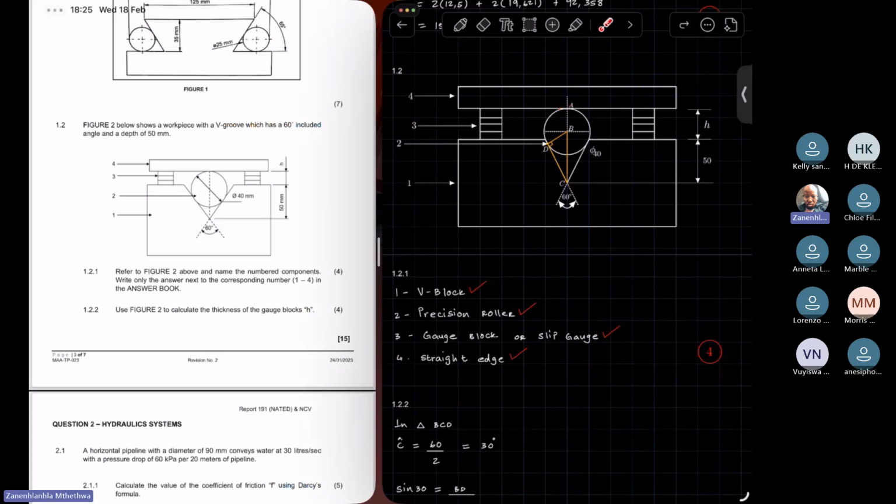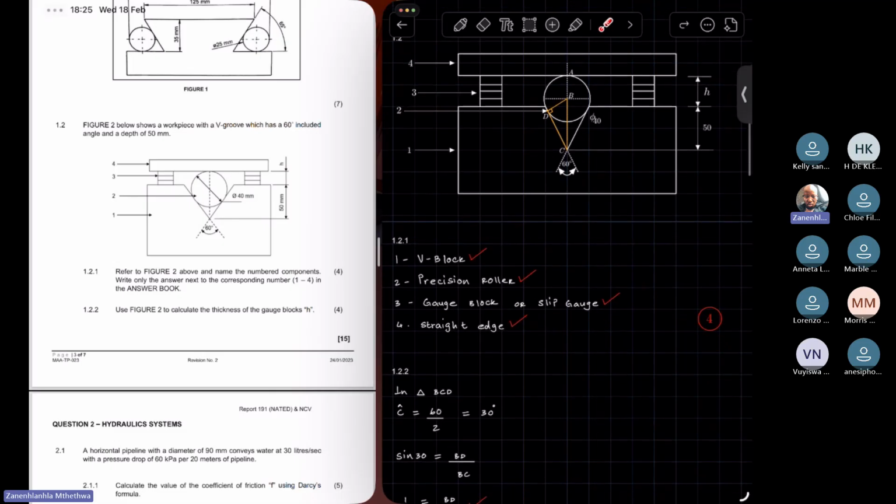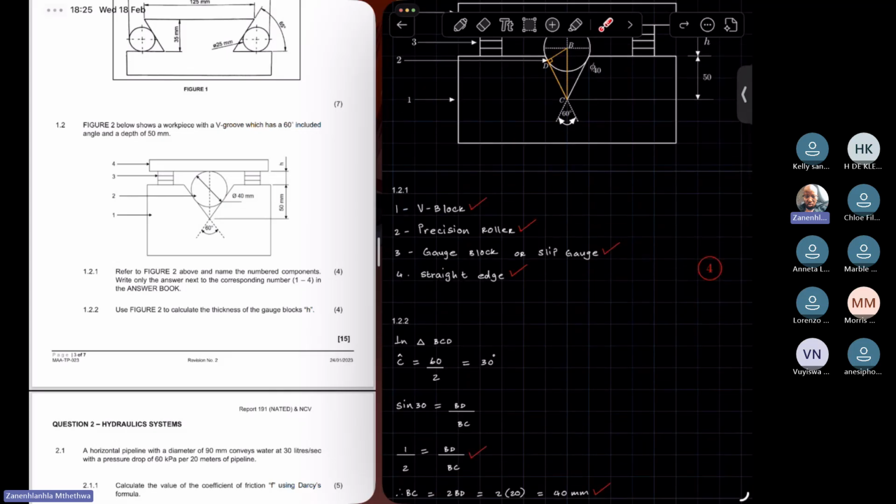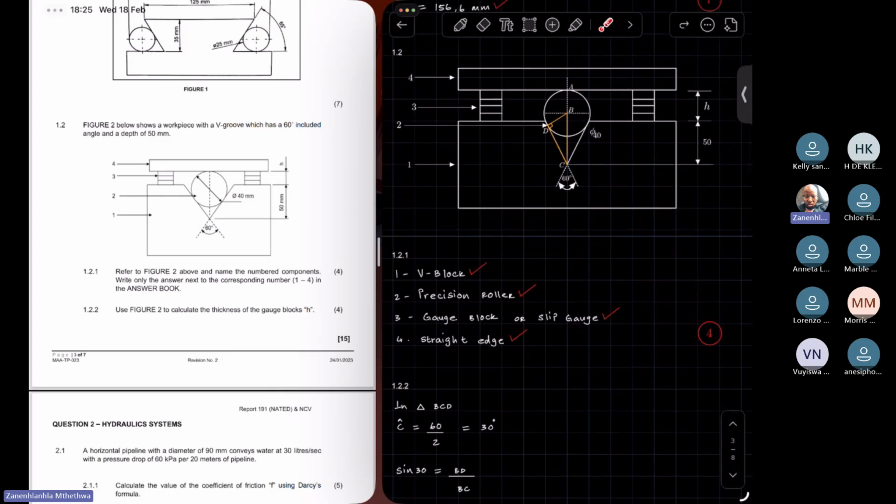Then number 3, right, these are gauge blocks. In some of your textbooks, it's been referred to as a slip gauge. So if you wrote gauge block or slip gauge, you get a mark. Right, and then this here is the straight edge. Right, there is no other name for a straight edge. It's just straight edge. So if you have anything else except straight edge, it will be incorrect. Right, you get your 4 easy marks.